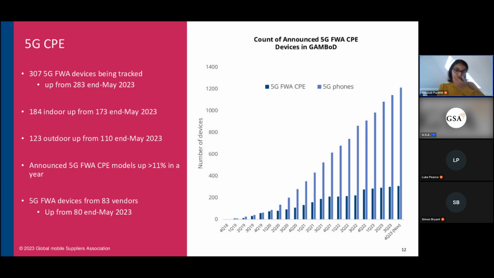As we can see, the numbers of 5G CPE devices announced have steadily been increasing over the last few quarters. Since we last presented the data, back at the end of May in 2023, 307 5G fixed wireless access products are being tracked, up from 283. That's 184 indoor and 123 outdoor models. Year on year, the number of 5G fixed wireless access CPE models has risen 11%. This is from 83 different vendors offering these products.